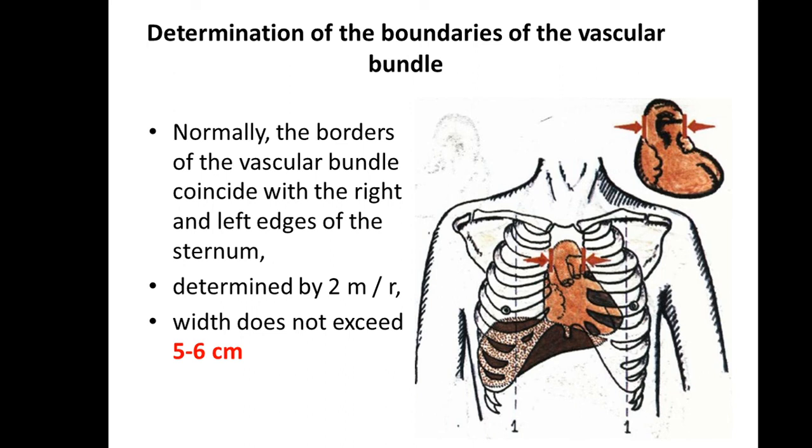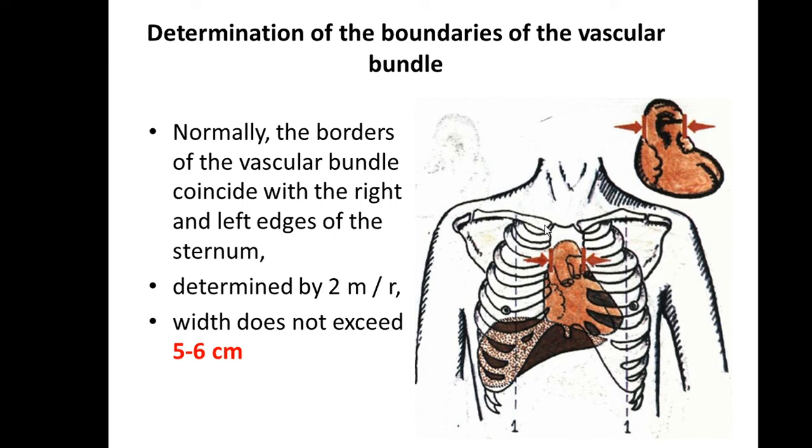Next is the vascular bundle. The borders of the vascular bundle coincide with the right and left edge of the sternum, determined at the second intercostal space, and the width does not exceed 5 to 6 centimeters. To detect this, you should go from the mid-clavicular line in the second intercostal space, centimeter by centimeter from resonant sound till dull sound, and always mark on the side of the resonant sound.